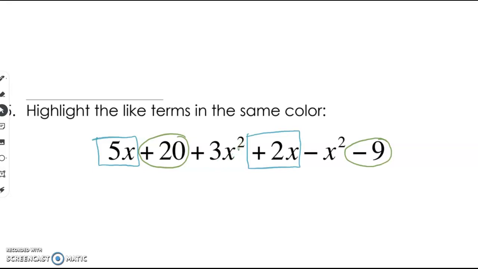Change my color again. Now I'm going to draw a triangle around like terms. So if I find something that is alike to this 3x squared, I'm going to draw a triangle around it. Okay, even though there's no number in the front of this x, there's always a 1. So that means that this term and this term are both similar to each other. Okay, they are like terms. So let's do some like terms here.